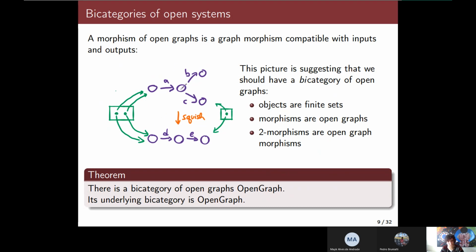So we have this open graph up here, and we have a morphism squishing B and C to E here. This is a graph morphism by definition. And so this graph morphism in the middle has to be compatible with these inputs and outputs. So this must be sent to this one because it's marked like this. And so on. So of course, what this picture is suggesting is that we have a bicategory where the objects are again finite sets. The morphisms here now are open graphs, not isomorphism classes of open graphs, but open graphs. And we have two-morphisms, which are these open graph morphisms.